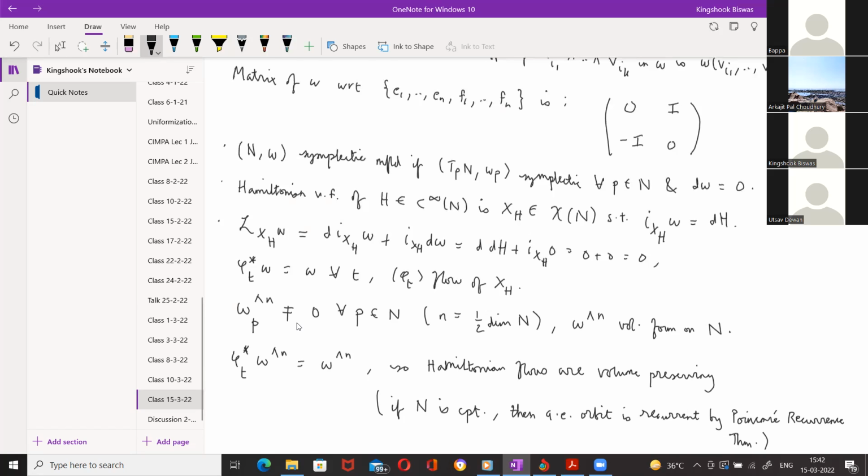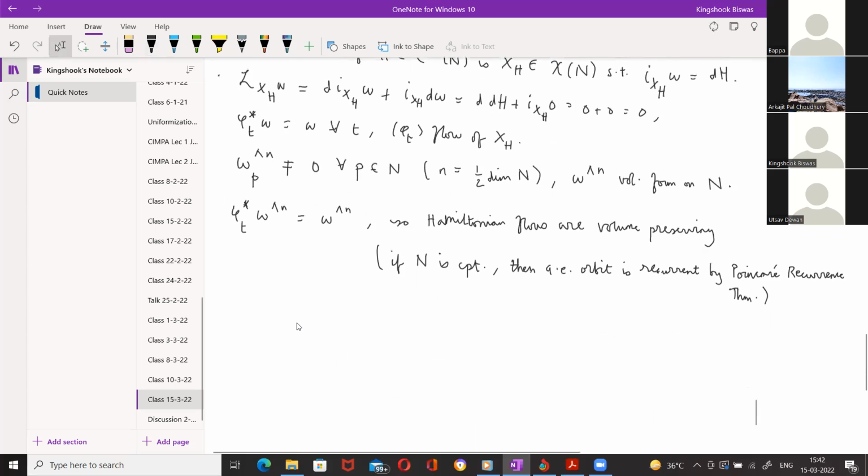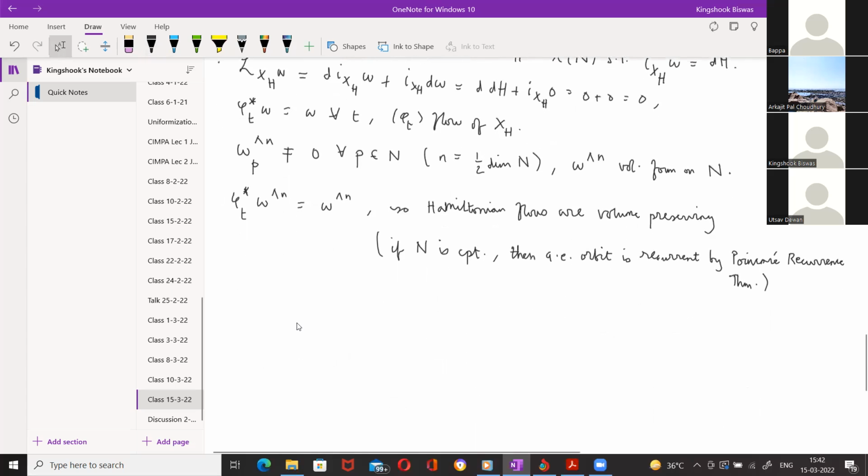This is an exact analog of the situation in Euclidean space, where we were talking about Hamiltonian flows and the Liouville measure, and that recurrence theorem. Let me also say one more thing.